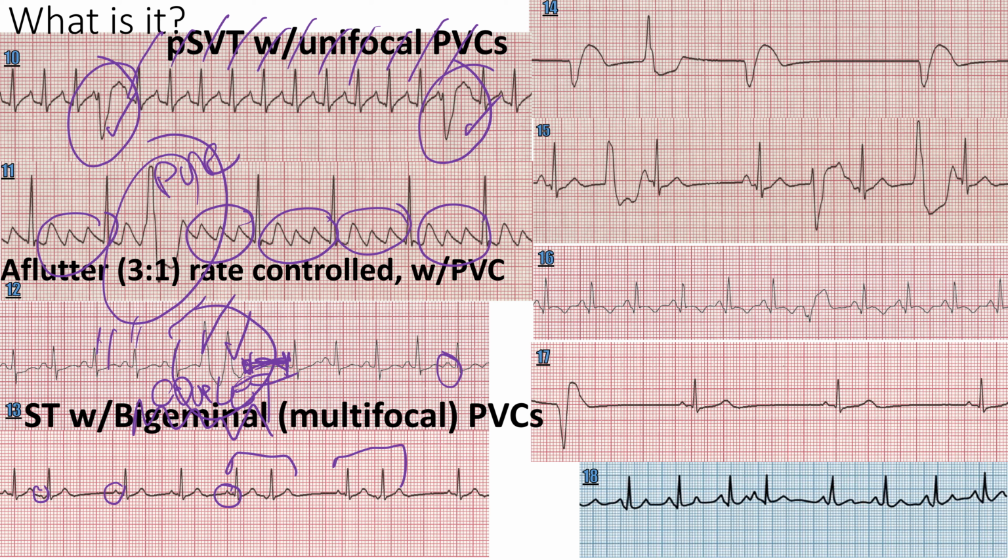Almost. So not a true pattern there, but this is irregular, so I got 1, 2, 3, 4, 5, 6, 7, 8, 9. I got a rate of 90. I got sinus rhythm, right, with PACs.